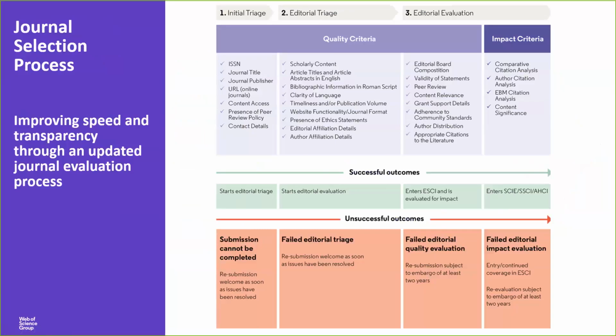These are the 24 quality criteria and impact criteria that every journal needs to fulfill in order to be indexed in the Web of Science. For journals that want to have an impact factor, they will need to fulfill 28 criteria in total, meaning 24 quality criteria and another 4 impact criteria. If they do not fulfill any one of these, they will not be given an impact factor.